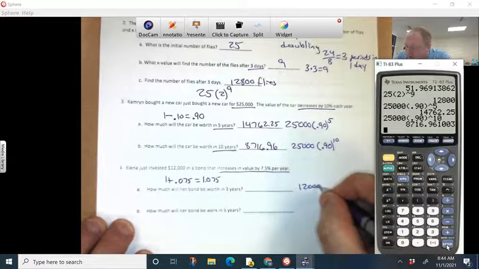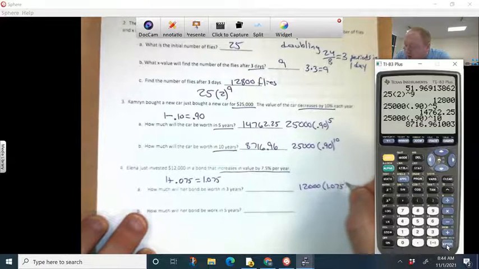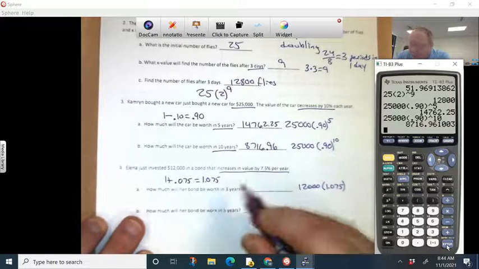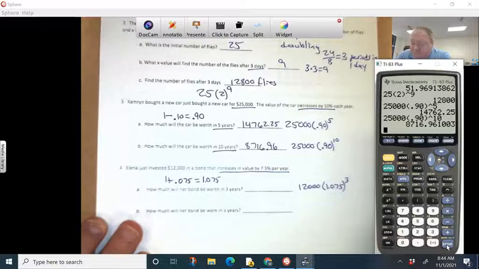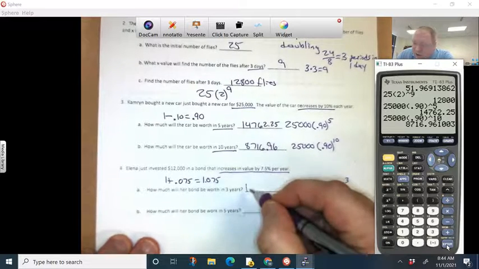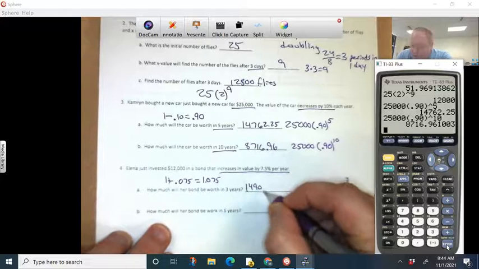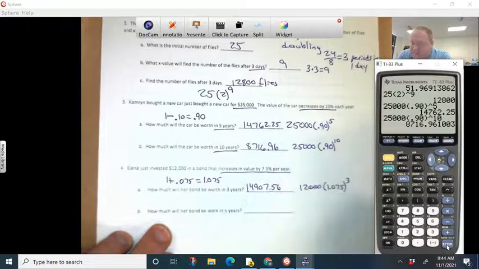So 12,000 times 1.075 to the third. Now, to save some time, I'm not going to type that into my calculator. I've already figured that out. You get $14,907.56.